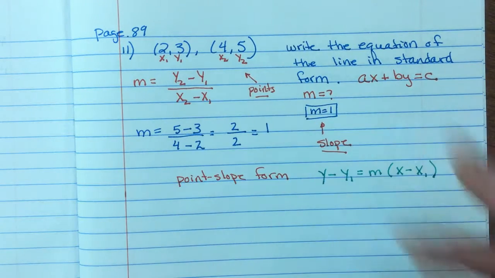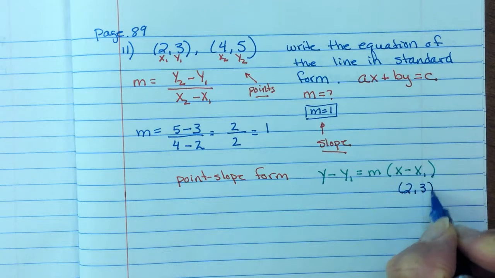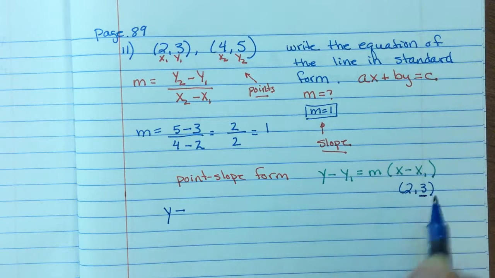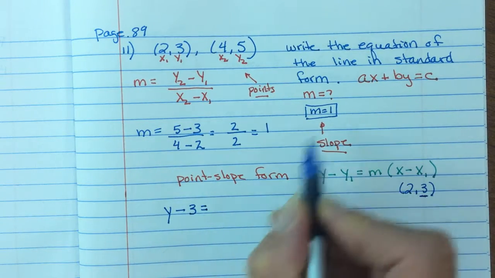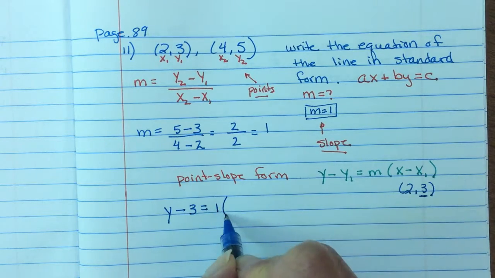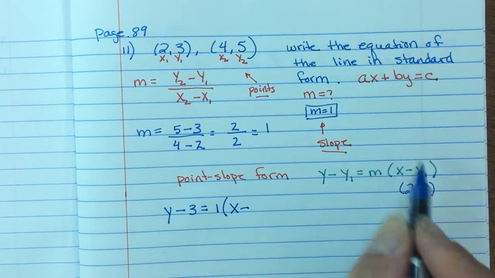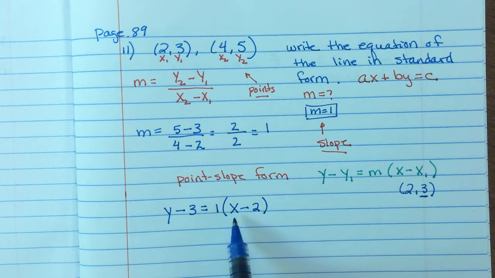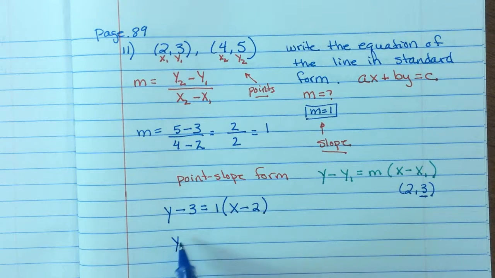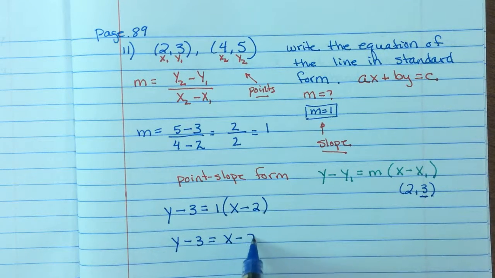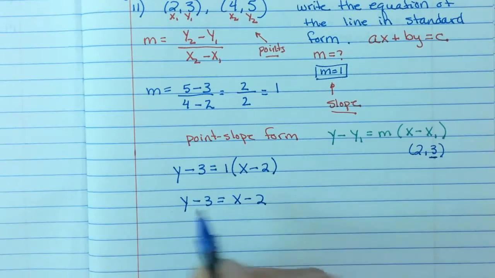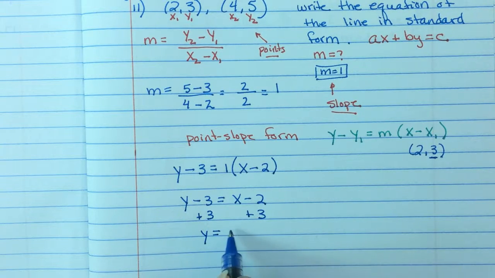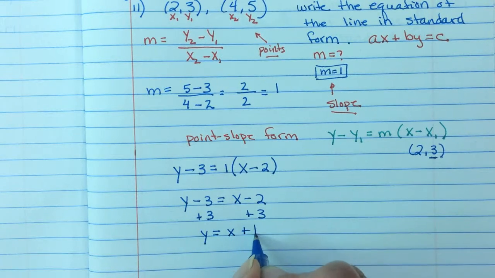So let's pick a point. Let's use the point 2, 3, just because those numbers are smaller. So I'm going to have y minus y1, which is 3, is equal to my slope, which is 1, times x minus x1, which is 2. If I distribute the 1 in, that just gives me x minus 2. So this is going to be y minus 3 is equal to x minus 2. I don't need the parentheses anymore. Add 3 to both sides. So now I have y is equal to x plus 1.